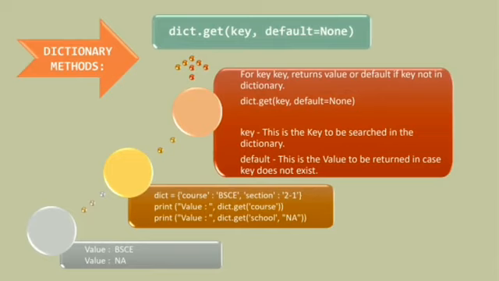When the above code is executed, it produces the following result. Dict.get(key, default=None). This method returns the value for the key, or default if the key is not in the dictionary. Key: this is the key to be searched in the dictionary. Default: this is the value to be returned in case the key does not exist. When the above code is executed, it produces the following result.